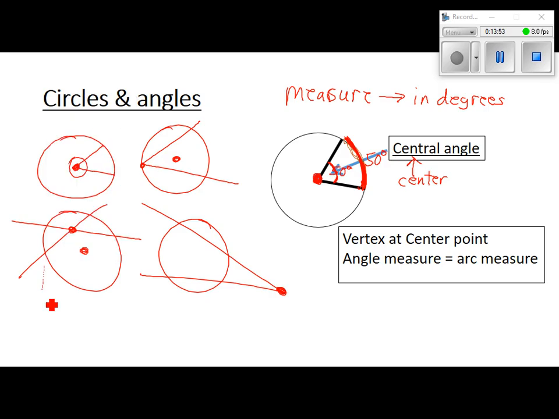And you've got to be able to pick out which arc. If I draw this central angle, notice that it cuts off part of the circle. That's the arc we're dealing with, the part that goes with the angle.